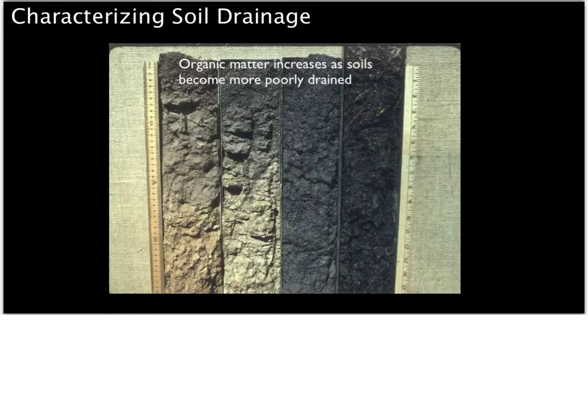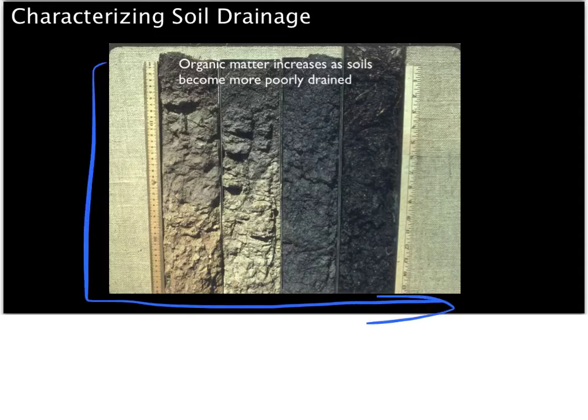This is a poorly drained soil that over time increases in organic matter in that soil. So you can see on the right-hand side we have higher organic matter, darker soil, but I can tell you that these are all in a poorly drained situation as we move forward.